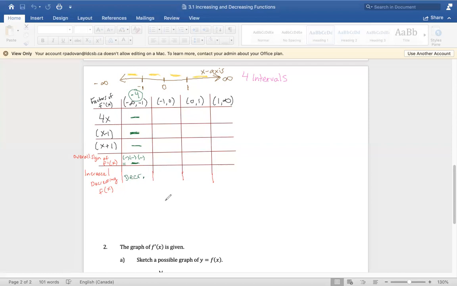So let's do the rest of the chart. For a number between -1 and 0, but it can't be -1 or 0, more than likely we'd be picking -1/2, right? So 4 times -1/2 would be -2, a negative. -1/2 and then subtracting another 1 would be negative. -1/2 but adding 1 would be positive. So now we have to be careful when we multiply those three together. A negative multiplied by a negative gives me a positive. That positive multiplied by the third positive is going to be a positive answer. So my function is increasing over this interval.